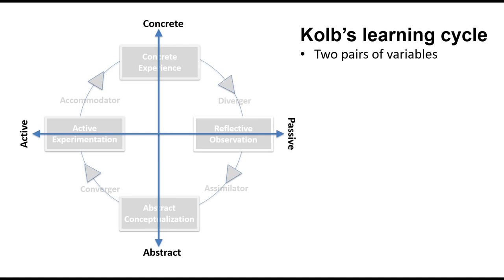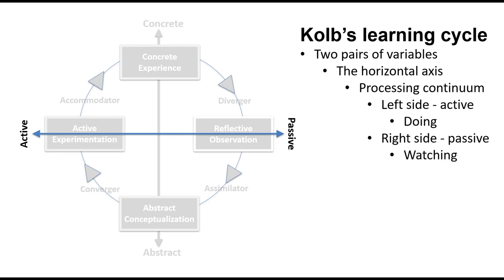The learning style preference itself is the product of two pairs of variables, or two separate choices that we make, which Kolb presented as lines of an axis, each with conflicting modes at either end. The horizontal axis, called the processing continuum axis, deals with our approach to a task. On the left side of the axis, we are active, we are doing. On the right side of the axis, we are passive, we are watching.